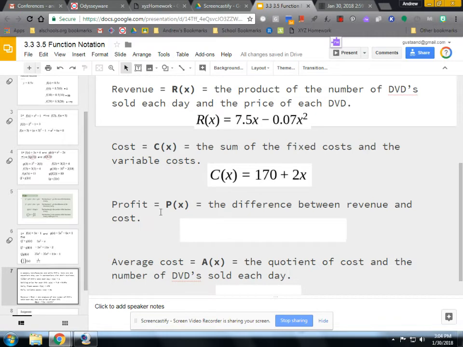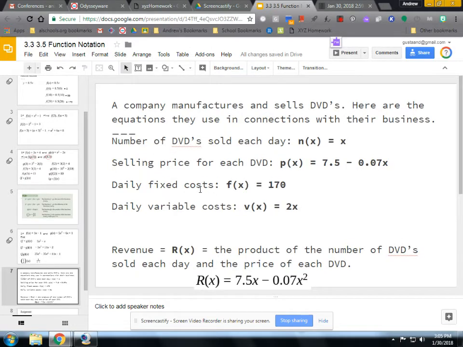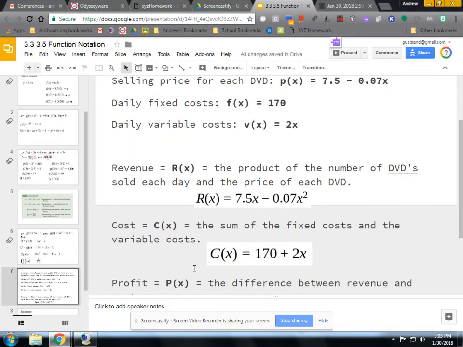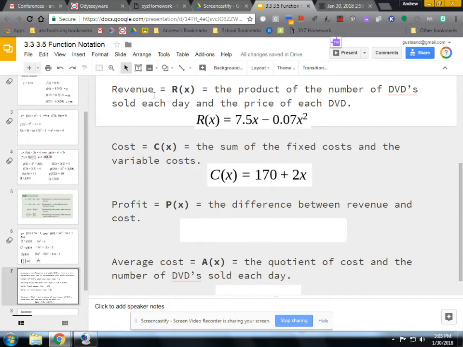The profit. So the profit is the difference. Difference is subtracting between the revenue and the cost. We just created those two. So we used the original 4 to create the revenue function and the cost function. Now we're being asked to combine our new functions to find the profit. So it's the difference between the revenue and the cost. So we're going to take the revenue minus the cost.